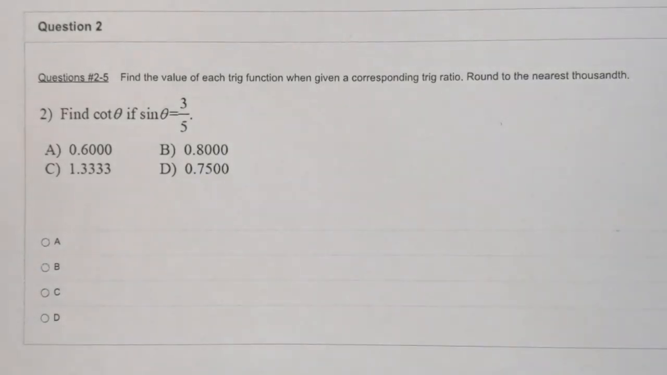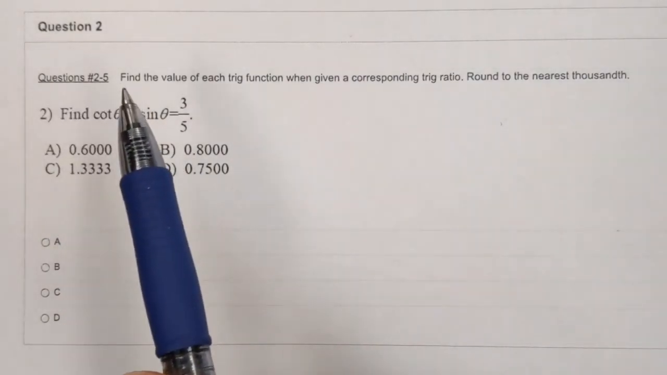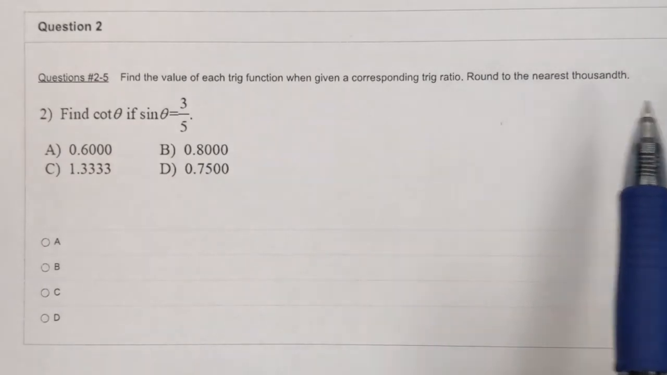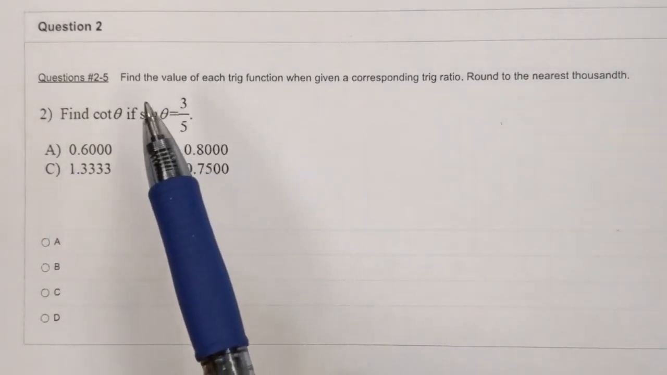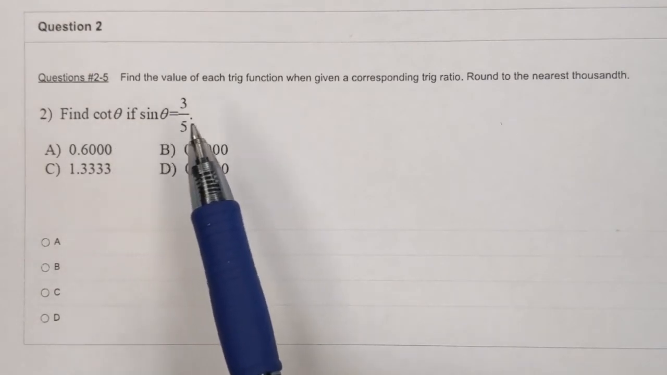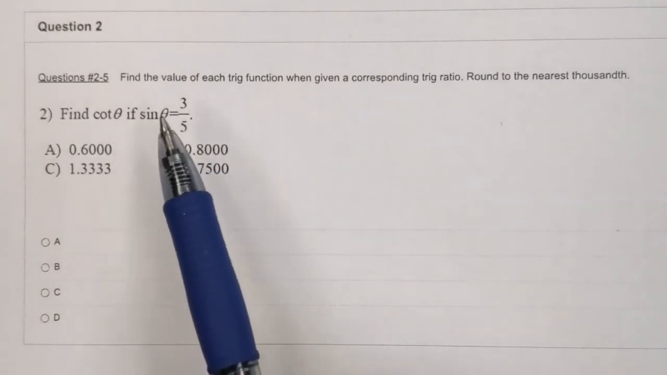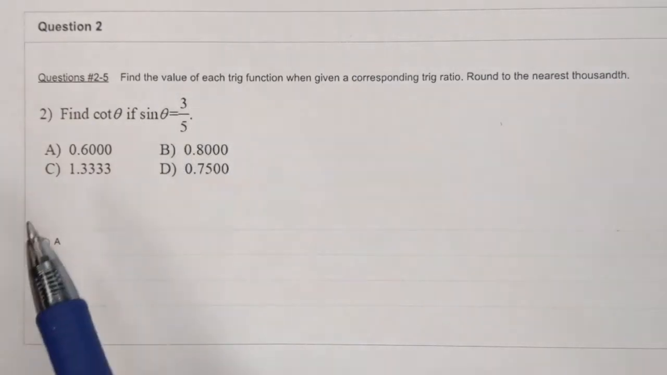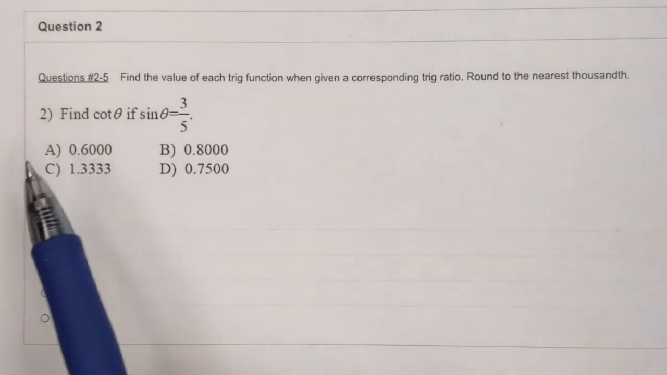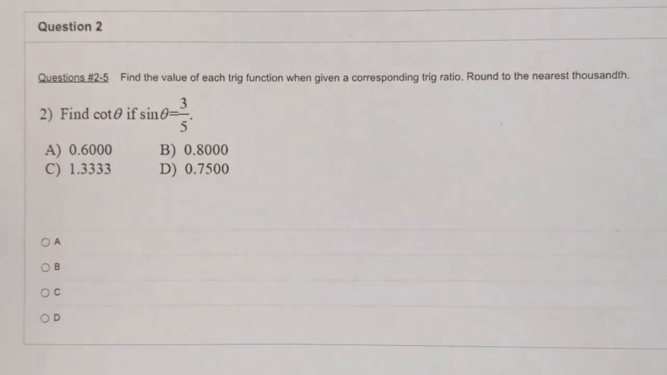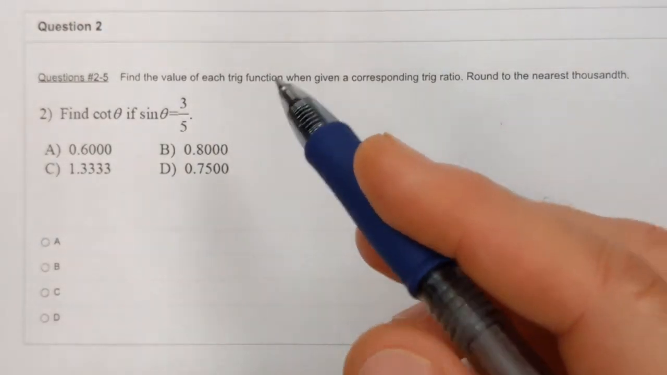Now in question 2, you see this on full display. Questions 2 through 5 say, find the value of each trig function when given a corresponding trig ratio, round to the nearest thousandth. And here it says, find cotangent of theta if the sine of theta is equal to 3/5. Now this is interesting. Here they're giving you the sine as this fraction, 3/5, or as a ratio. But you can see from the choices, they want you to write your final answer as a decimal to the nearest thousandth. That's okay. Here's how we're going to do this.